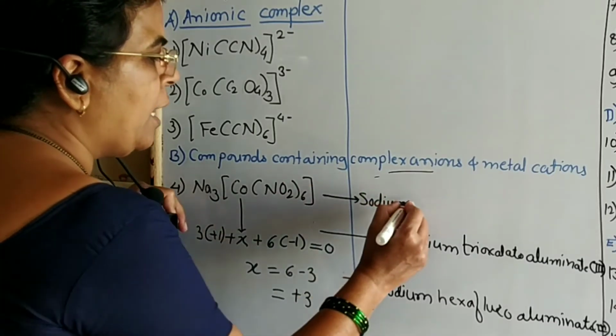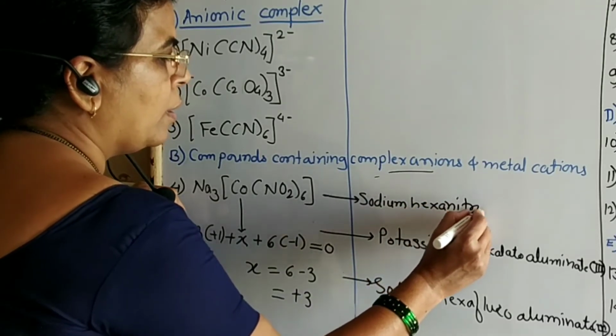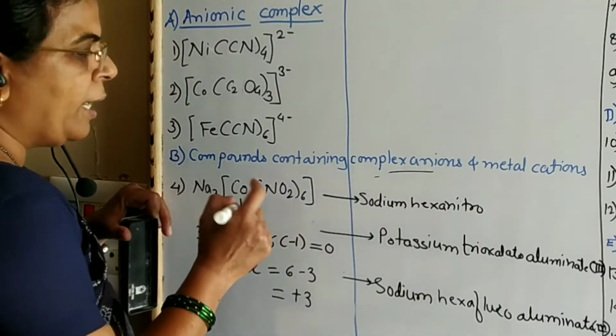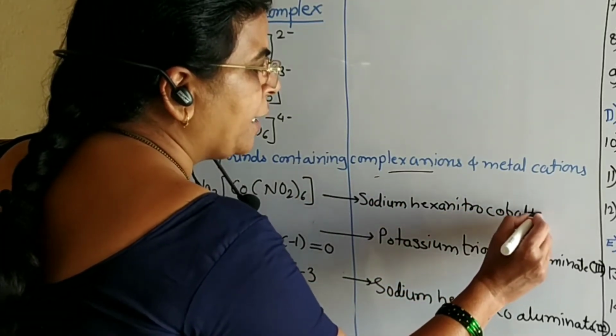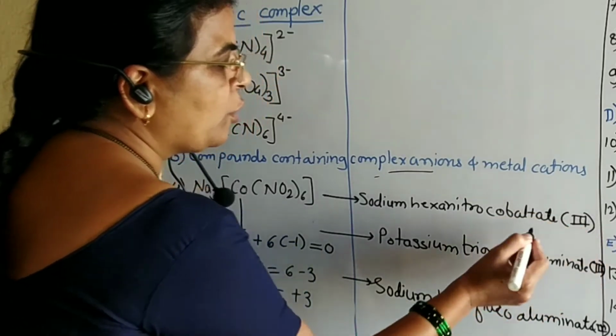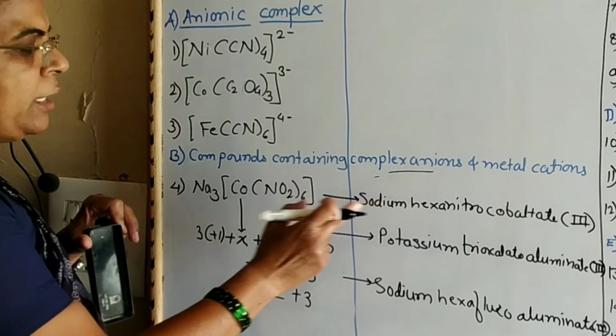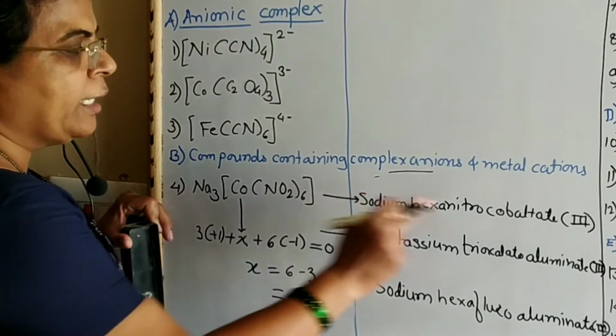Then hexanitro. Then it is cobalt, but it is an anionic complex, therefore it becomes cobaltate. And here 3 is the oxidation state of this cobalt. This is the name of this complex, that is sodium hexanitrocobaltate(III).